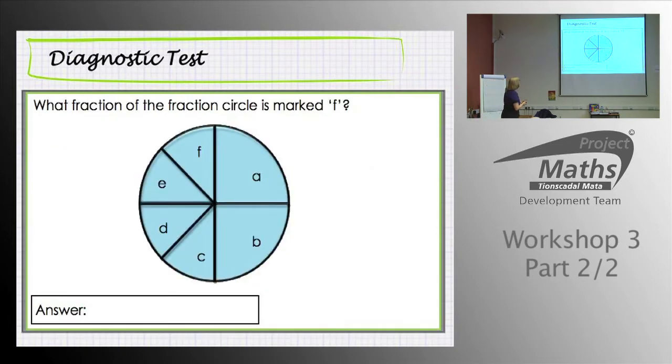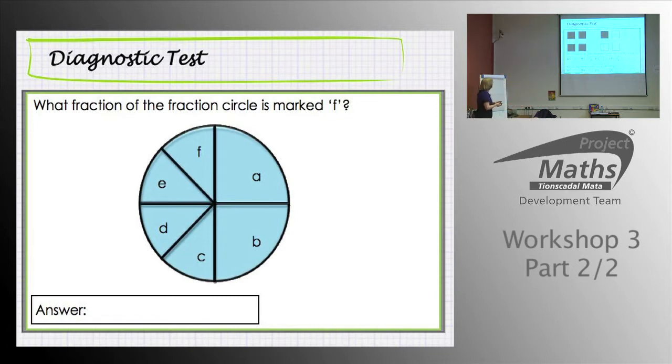What fraction of the fraction circle is marked as F? A possible wrong answer would be a quarter, yeah, or a sixth maybe, I think, because it's counted there's 6 divisions, but they're not all equal. So do they actually have the idea of partitioning into equal places?